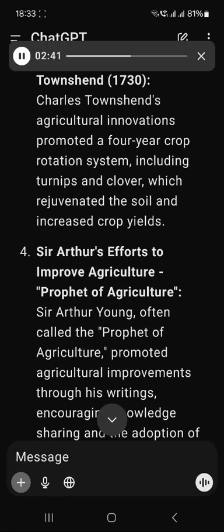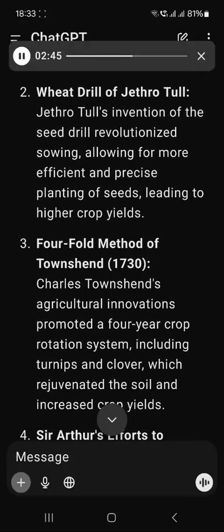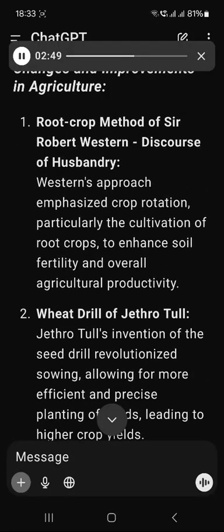Changes and improvements in agriculture. 1. Root crop method of Sir Robert Western, Discourse of Husbandry. Western's approach emphasized crop rotation, particularly the cultivation of root crops, to enhance soil fertility and overall agricultural productivity.